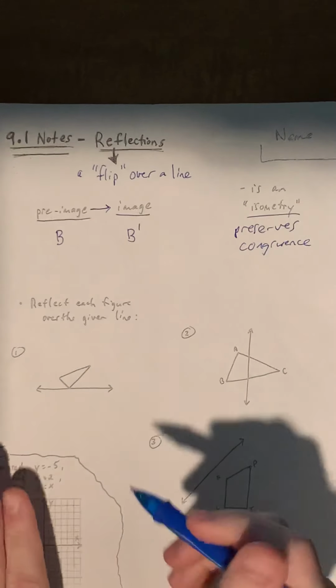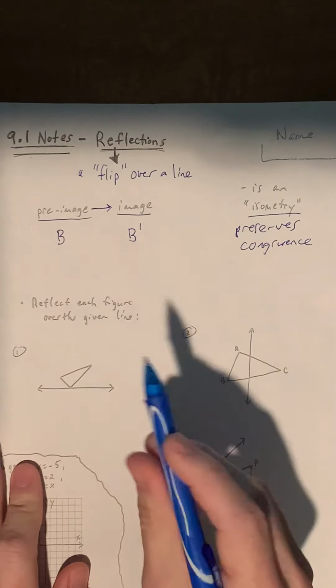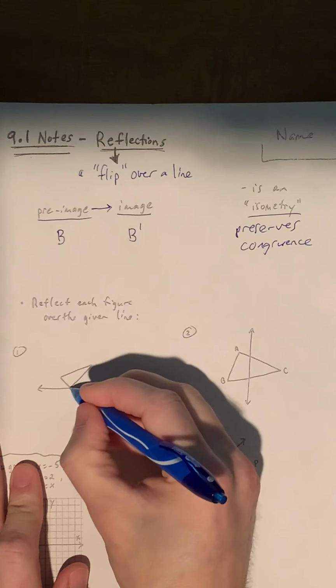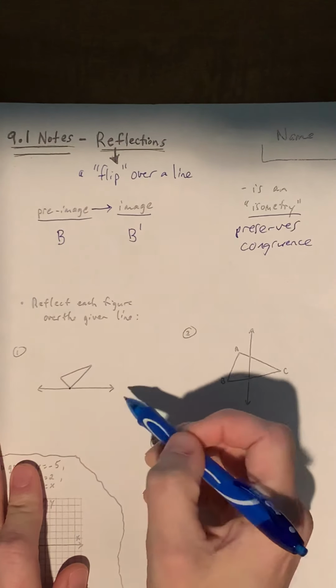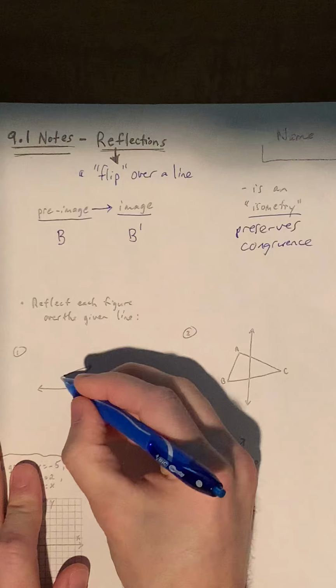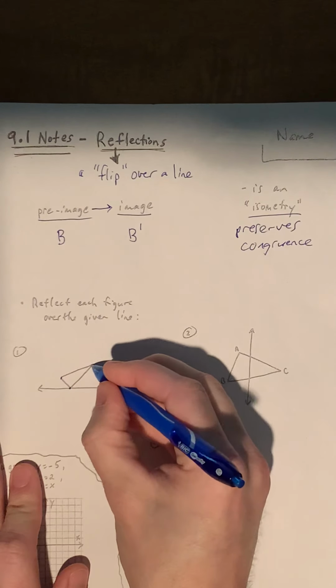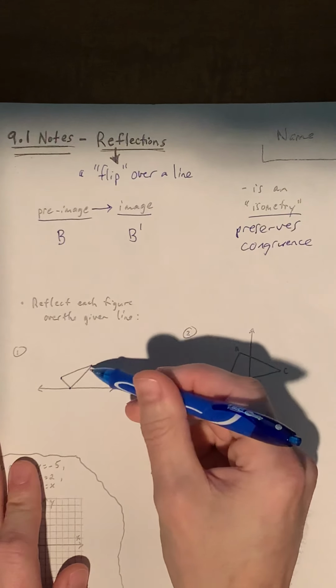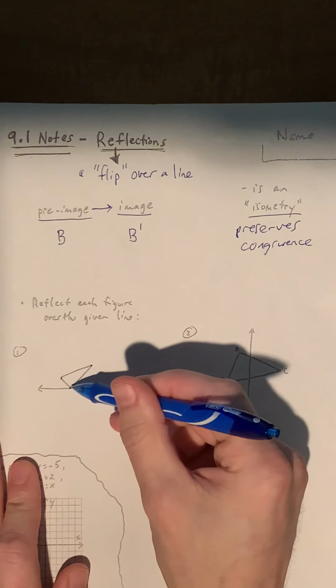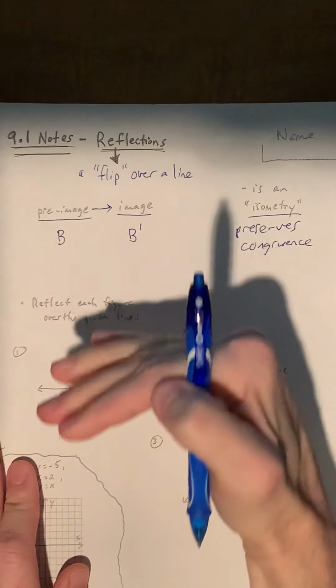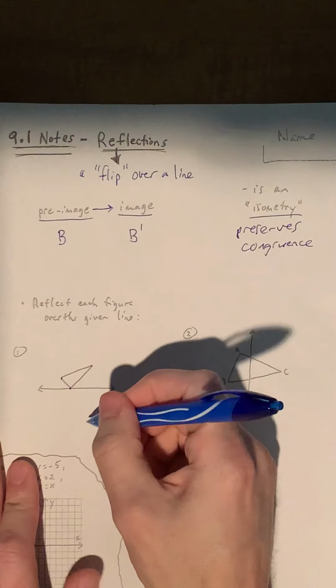Now, if you look at number one, you have a triangle. Now, you have a point on the line, and you have 2 points off the line. What we're going to do is we're going to reflect the 3 points. Because if you can visualize this flipping over the line, it's going to be somewhere down here. Okay?